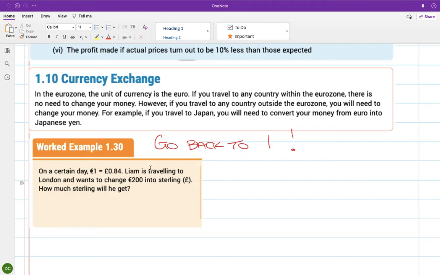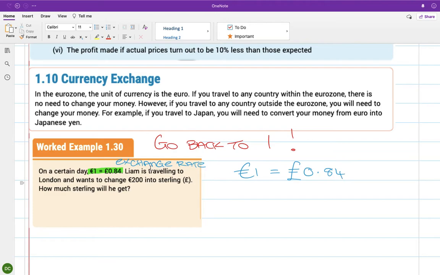So on a certain day, €1 is 84 pence sterling. Liam is travelling to London and wants to change 200 euro into sterling. How much sterling will he get? So you will always be given the exchange rate. It says on a certain day, this is how much a euro is worth. That's your exchange rate. All right, so we write that down.